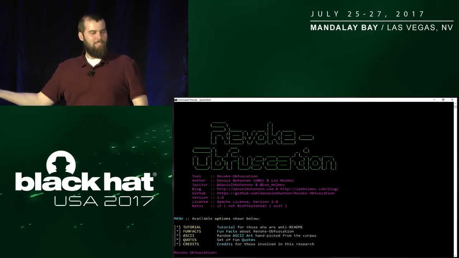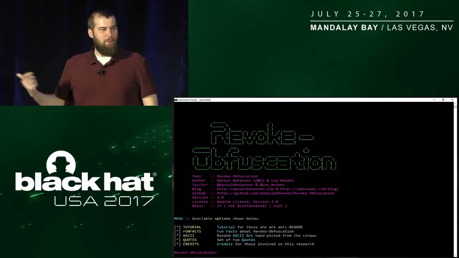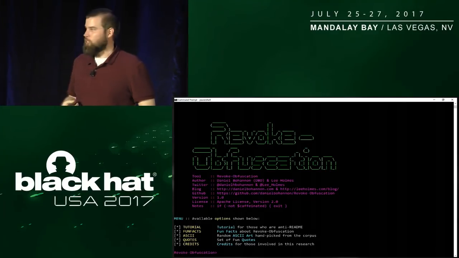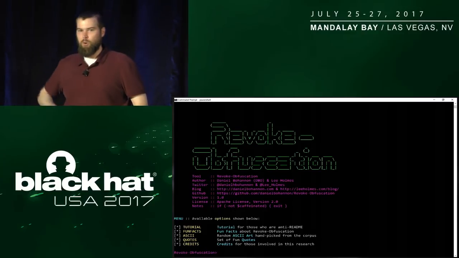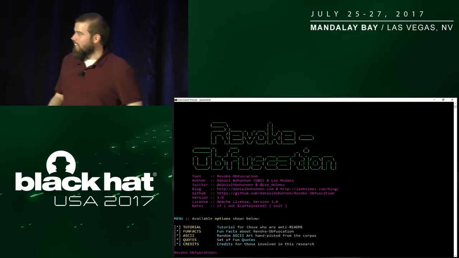It's simply for the lulz and for the colors. So if you don't like any of that stuff, just don't run Revoke-Obfuscation, and we'll show you the more important functions later. But if you do, there's a tutorial. It's also known as the README, but this one has colors, so you can look at that.